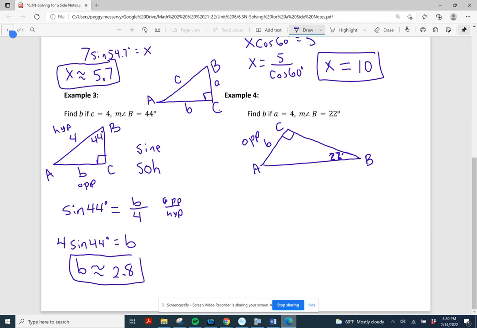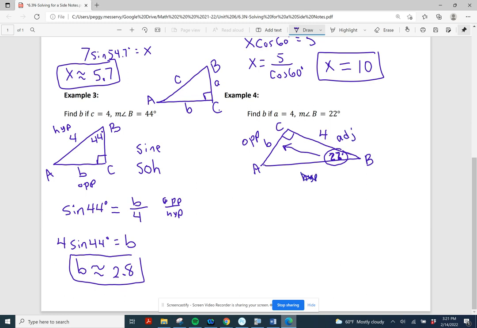And little a is across the triangle from angle A. And that would be, in relation to angle B, be careful. We're not going to label this as an opposite. I already have an opposite. So we're basing our labels on this angle right here, this 22 degrees. b is opposite, and a is the adjacent leg. The hypotenuse would be down here.